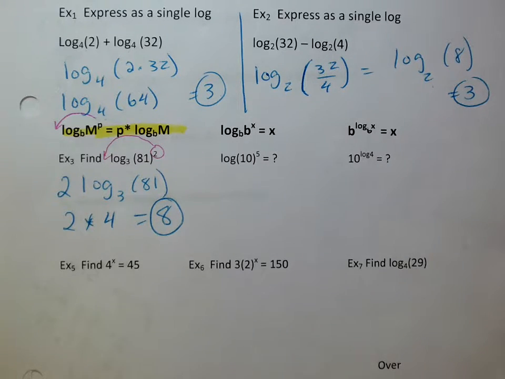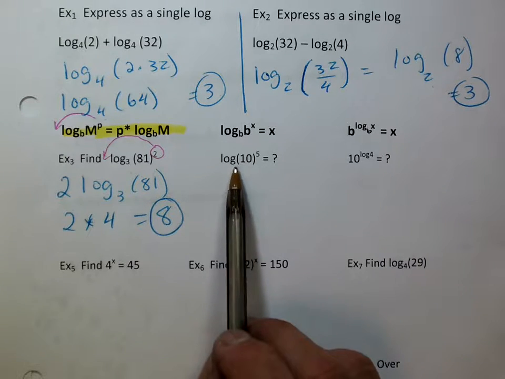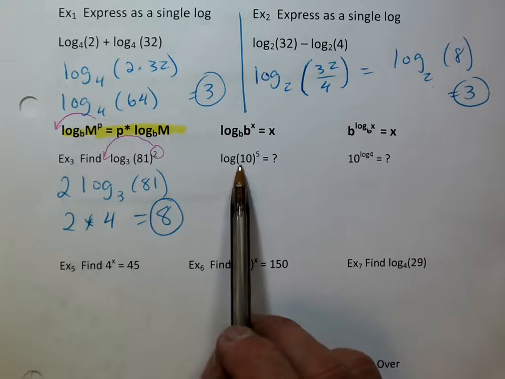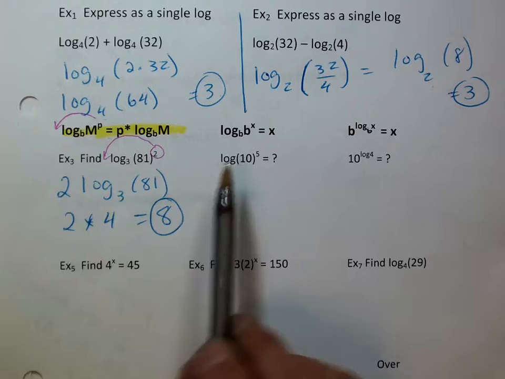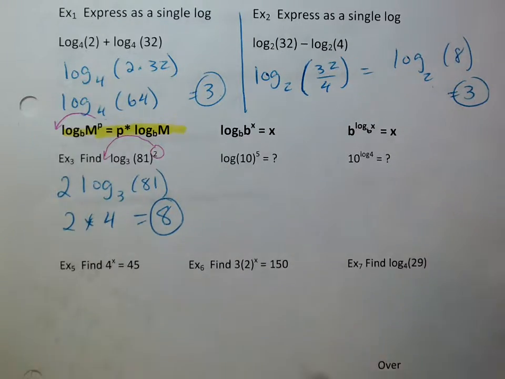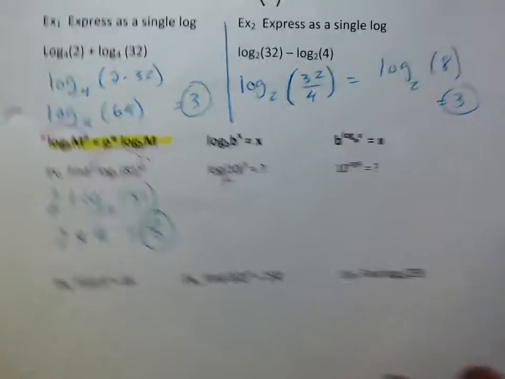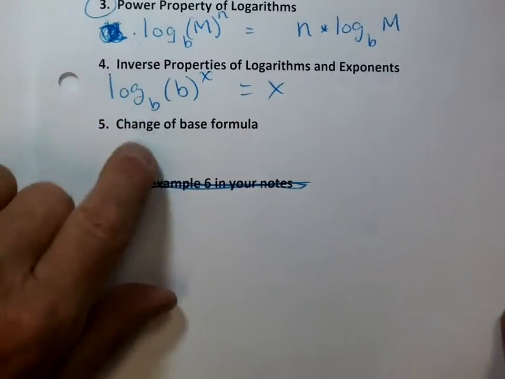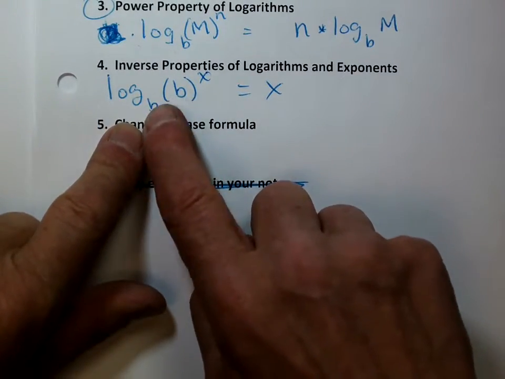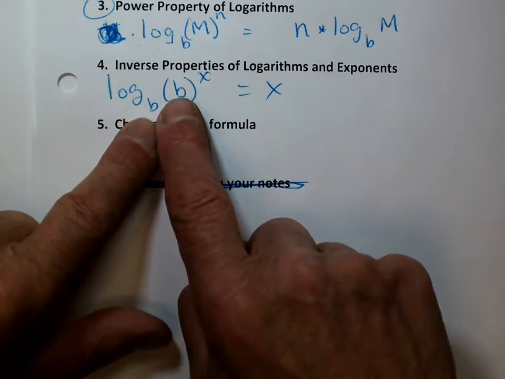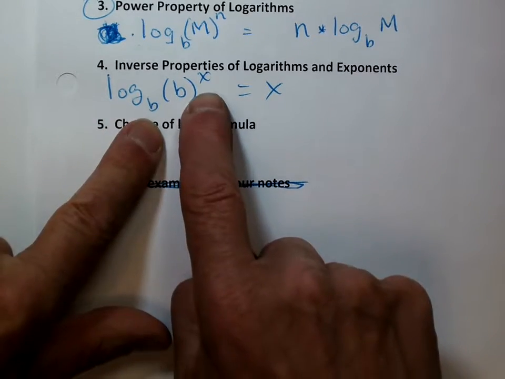Now, there's an invisible base. What is our invisible base? 10. Everybody agree with that? So there's a 10 here. And we actually looked at that rule earlier. Our rule was, if you've got the base and the number inside the same, they kind of cancel each other and you're just left with x, okay?